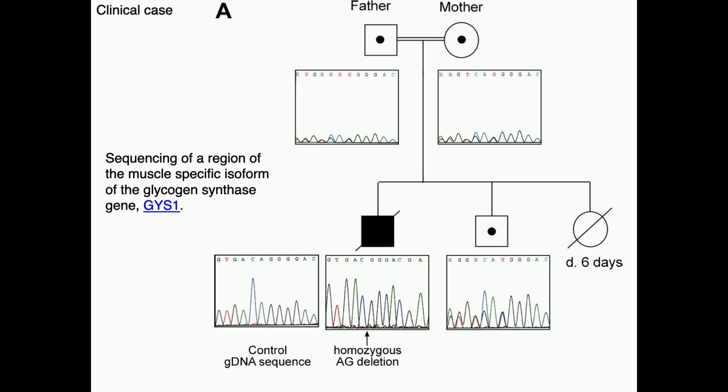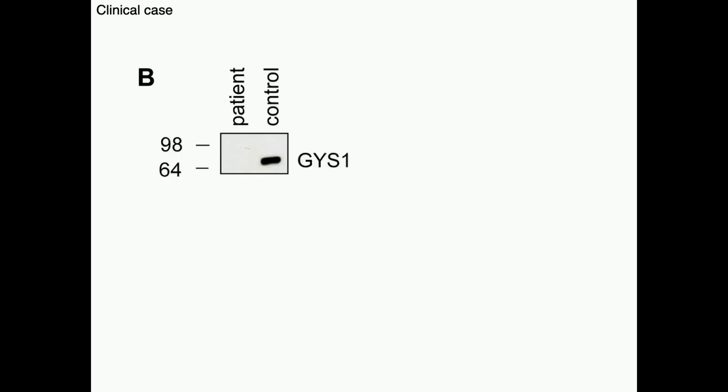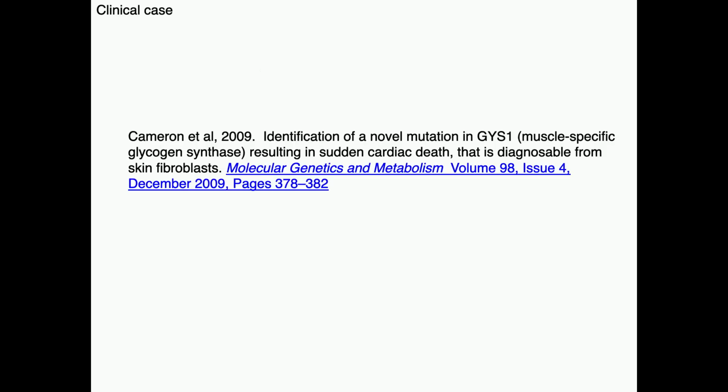Sorry, we're over time, so I'm not going to go through this, but this was a loss of the muscle-specific glycogen synthase gene, resulting in sudden death. I apologize for going through that quickly, but basically a couple of examples of the same gene in the liver compartment and the muscle compartment having pretty drastically different effects on patients.